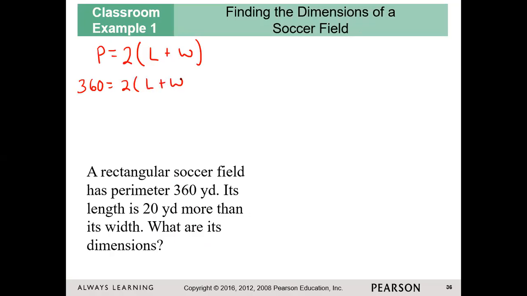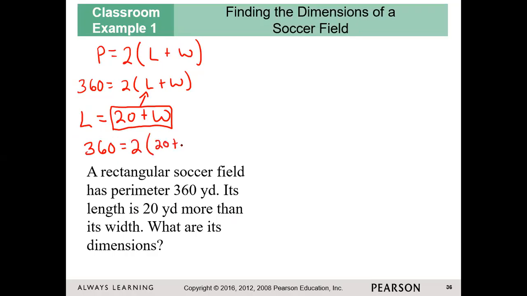So 2 times L plus W. And then it says its length is 20 yards more than its width. So its length is 20 yards more than the width. And once we have this piece of information, we are free to use substitution because we have a variable by itself in one of the equations. We are going to send it to the other equation. So that will give us 360 is equal to 2 parentheses, 20 plus W, plus the original W that was there. So remember, we substituted this part into that.